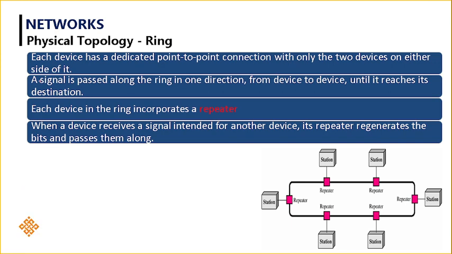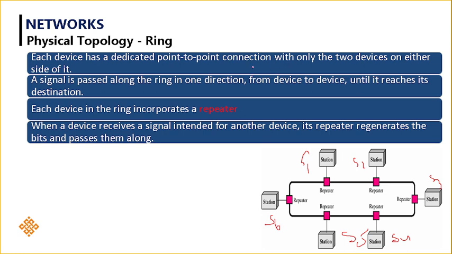So in ring topology, you can see here each device has a dedicated point-to-point connection with only the two devices on either side of it. This is how the ring topology looks like. If I name these systems as system 1, system 2, system 3, system 4, system 5, and system 6.